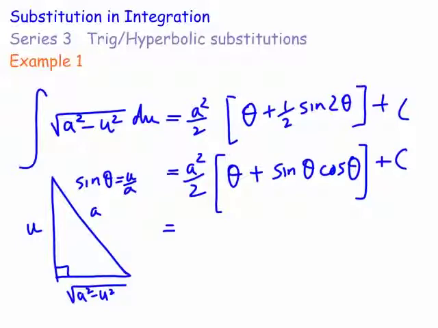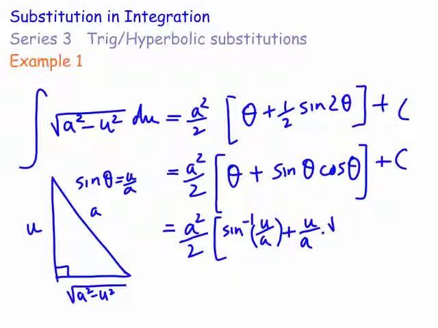put the substitutions in. A squared on 2. Now theta is obviously what? Sine to the minus 1 of u on a. Now plus sine theta, and we know it's just u on a. And what's cos theta? You can see here it's the square root of a squared minus u squared on a. Plus c.